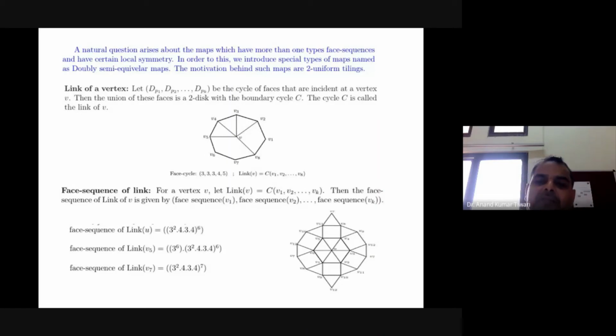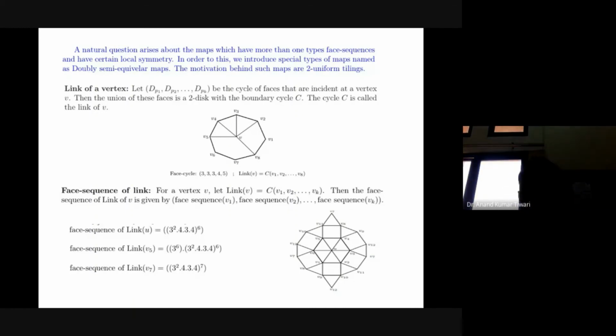Then we'll get what? It will be a two disk, right? For example, in this figure, we see it is a two disk which has a boundary. And what is its boundary? The boundary is nothing but its cycle. We can start from V1, V2, V3, V4, V5, V6, V7, V8. So this cycle is in fact called the link of a vertex V.